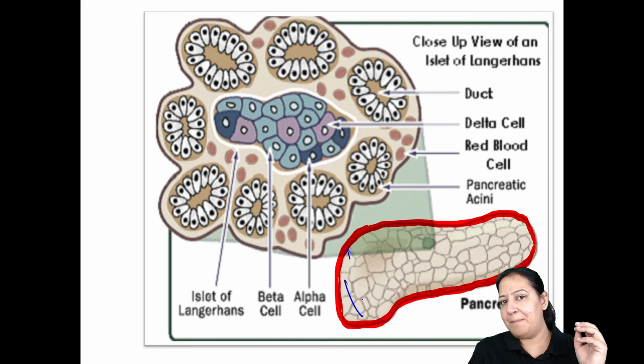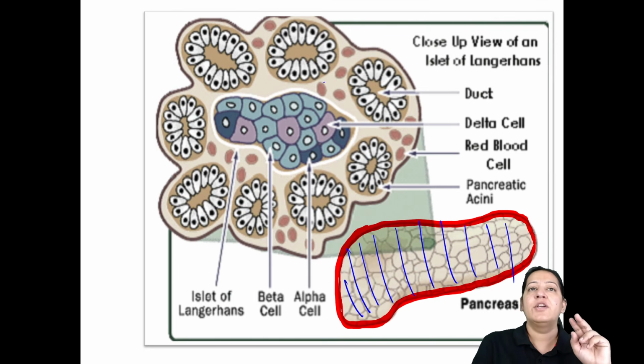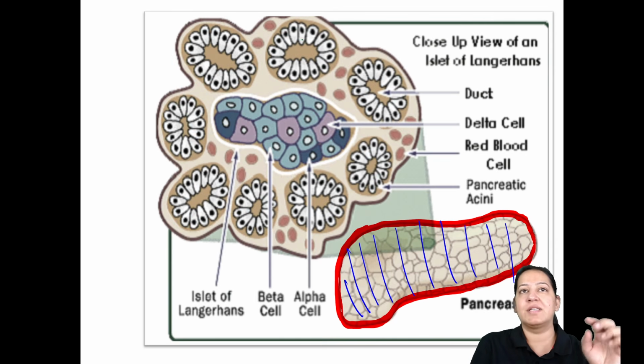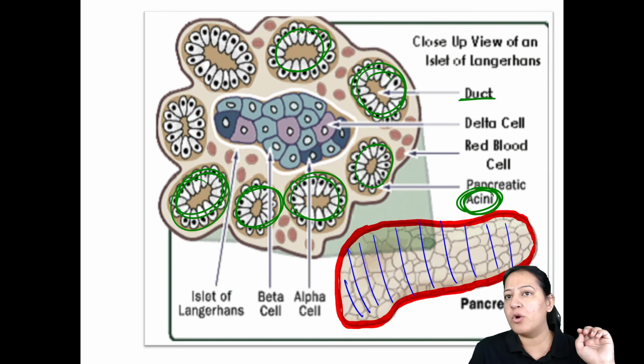Can you see this is the same pancreas? If I cut it and make a slide of it, you can see the portions in the slide. Can you see these ducts? These ducts are the exocrine part, and they secrete enzymes. These are known as acini.